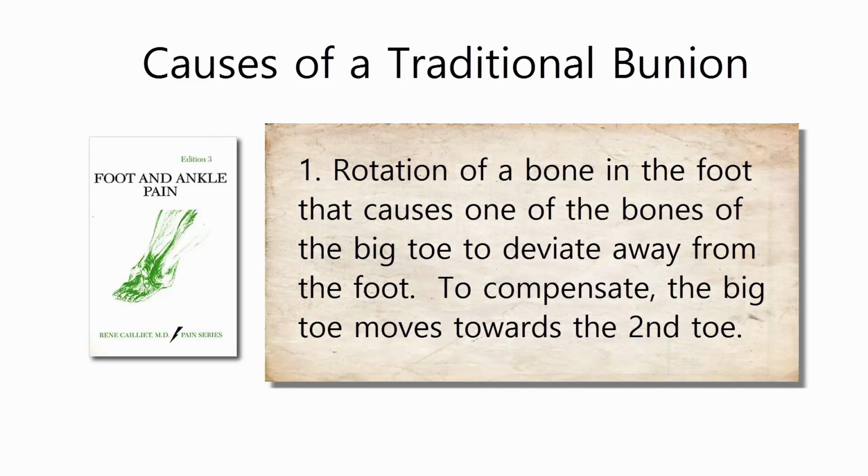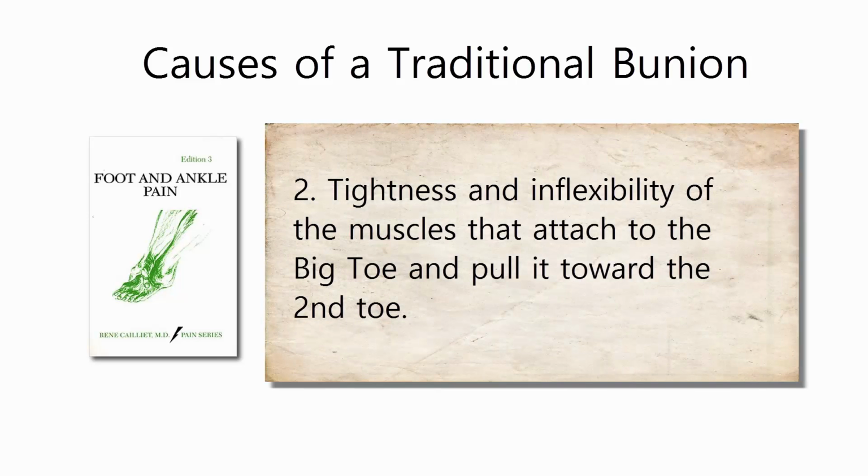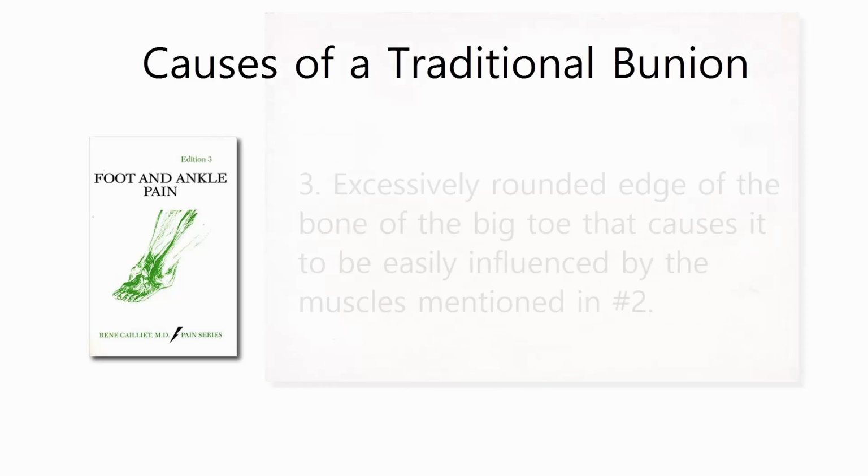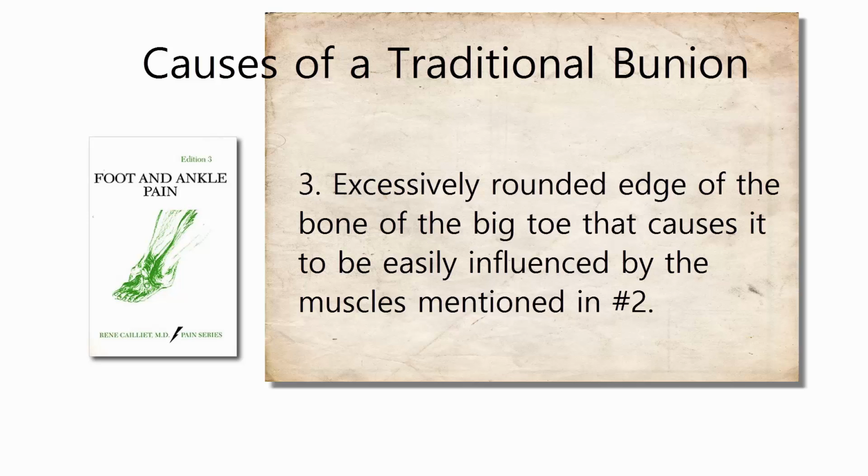So the causes of a traditional bunion, according to Rene Cailliet in his book Foot and Ankle Pain, were due to three reasons. The first is that there's a rotation of a bone in the foot that causes the bone of the big toe joint, the first metatarsal, to deviate away from the rest of the foot. And to compensate for this deviation, the big toe then moves toward the second toe. The second reason is that there's a tightness or an inflexibility of the muscles that attach to the big toe joint and then pull it toward the second toe. And thirdly, there can be an excessively rounded edge of the bone of the big toe that causes it to be more easily influenced by reasons 1 and 2.